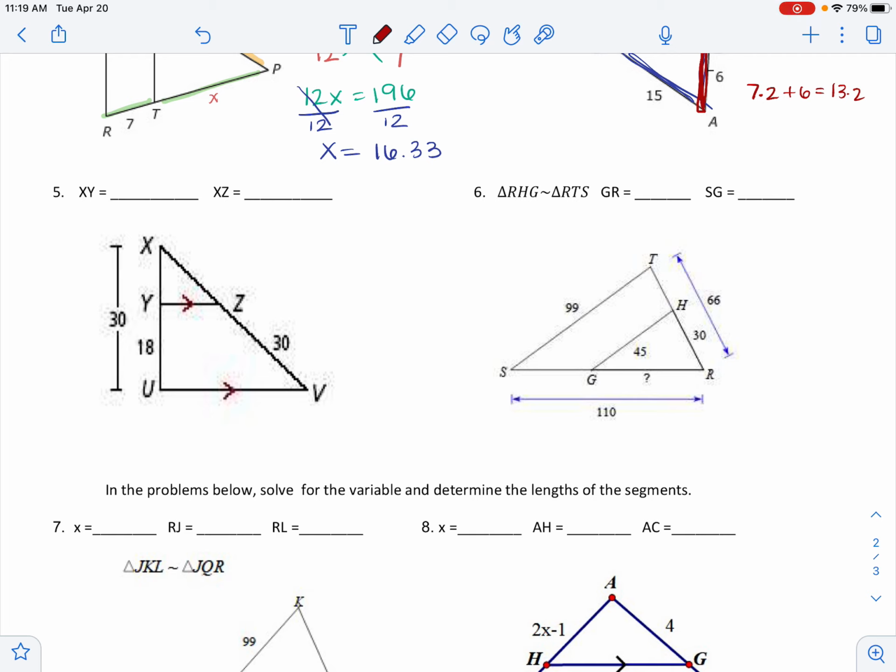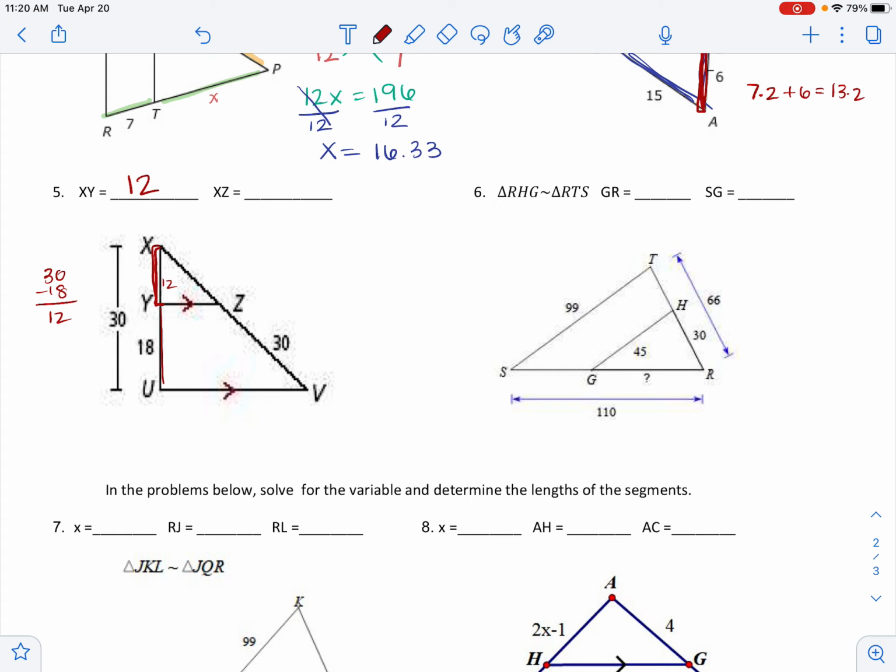All right, for 5, I'm going to start by looking for XY. Well, XY is right here, and I don't actually have to set up a proportion to solve it. I know the total distance is 30. I know this piece here is 18. So if I want to find this missing piece, I can take the total distance, subtract the piece I don't want, and it'll leave me with the piece that I do. So we're going to do 30 minus 18. And you should get 12. So that smaller distance is 12 right here.